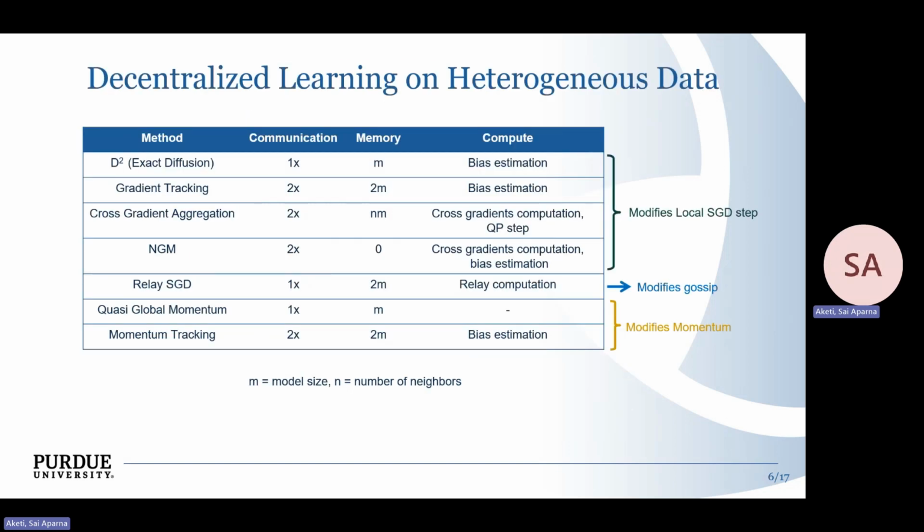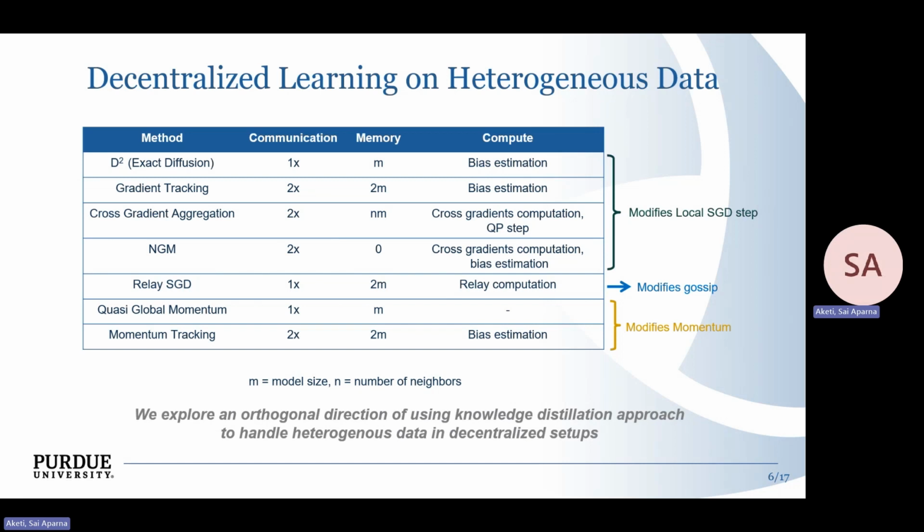These are the list of existing decentralized algorithms on heterogeneous data. Some of these algorithms try to modify the local SGD step. Some focus on modifying the gossip, while others also look at momentum updates. In this project, we explore an orthogonal direction of using knowledge distillation approach to handle heterogeneous data in decentralized setups.